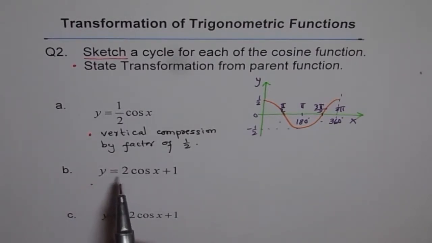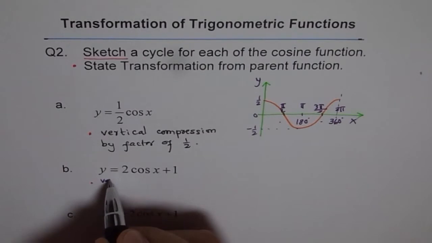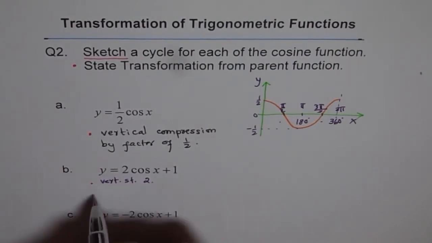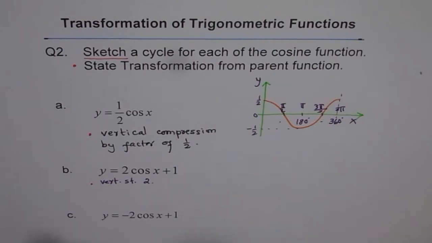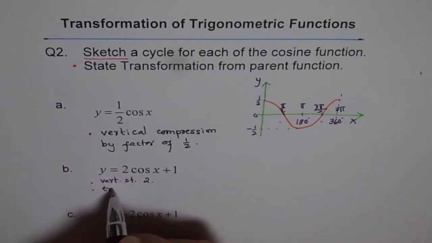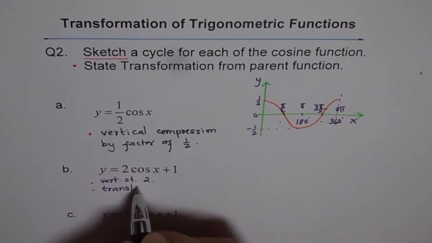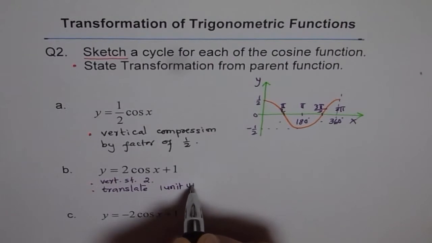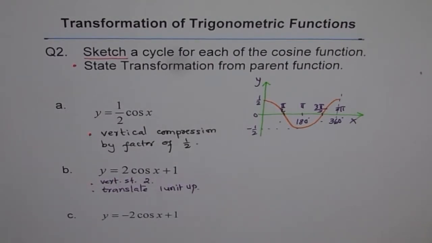Now y equals 2 cos x plus 1. So here we got two transformations. One is vertical stretch, so let me write in short, vertical stretch by a factor of 2, and the other one is translate 1 unit up, right? So the other one is translate 1 unit up, right? So that is it. So, well, there's no reflection, all other things.